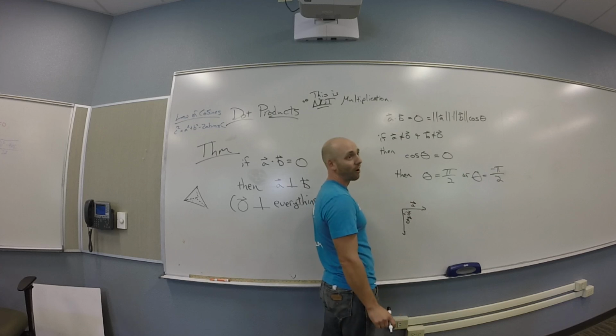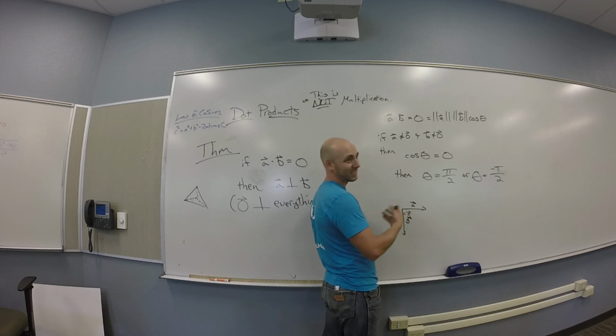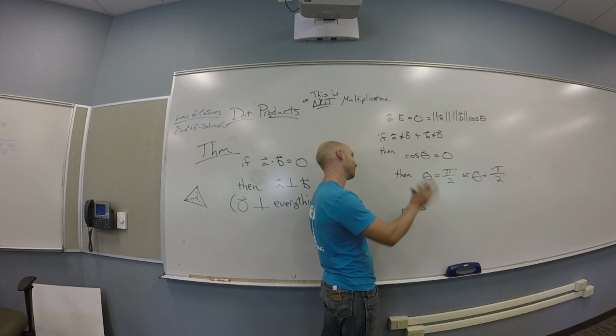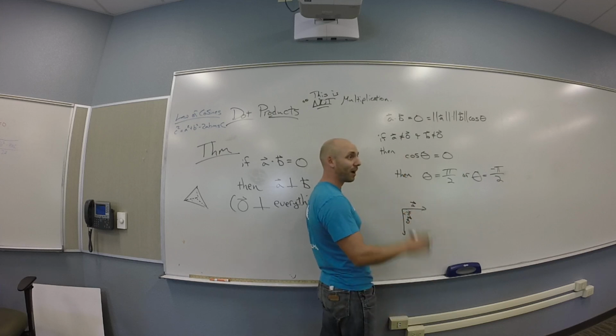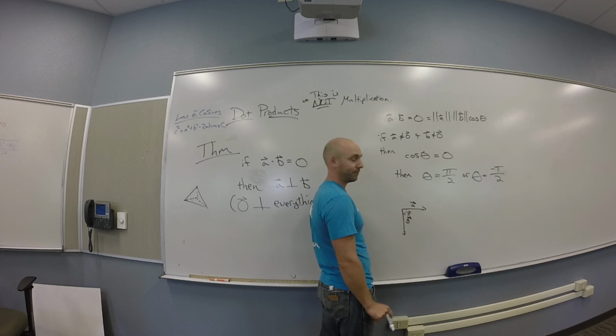That's a little bizarre, because really this is 90 degrees anyway. The angle between these things should be 0 to 180, but you shouldn't need to say negative pi over 2. Whatevs. Either way, I'm going to assume that means perpendicular. You guys cool with that? Okay.